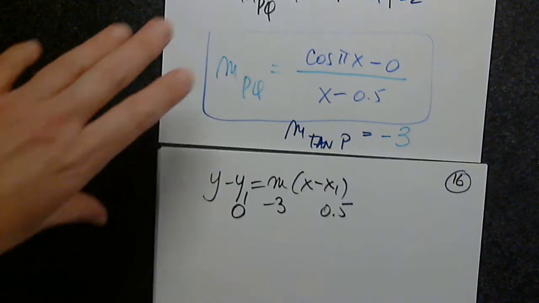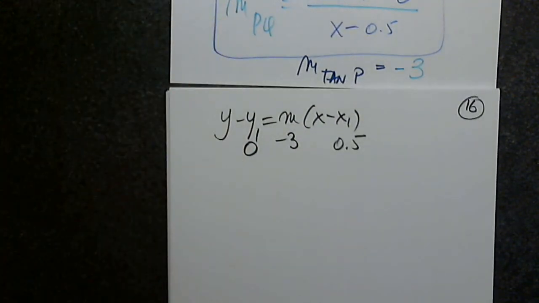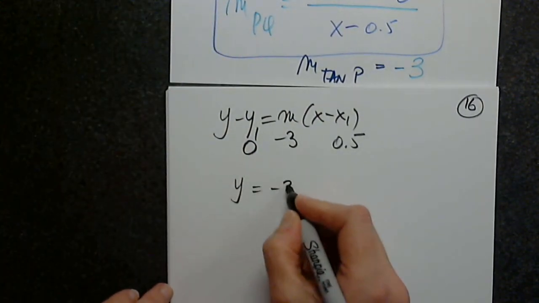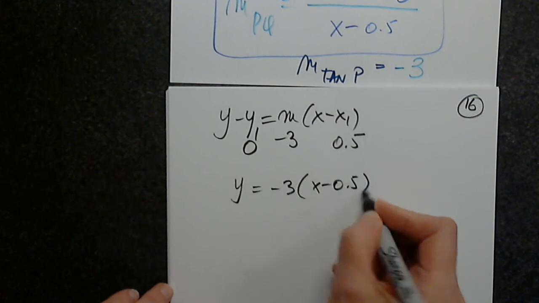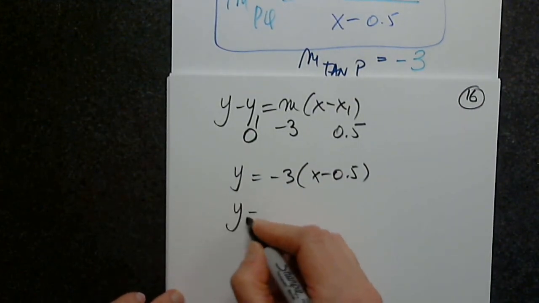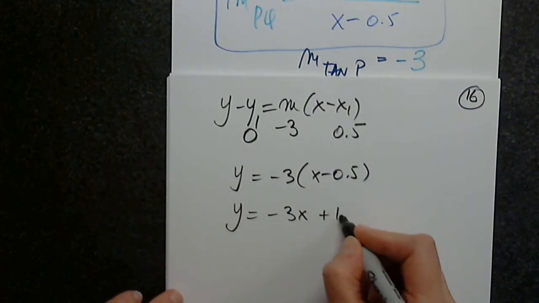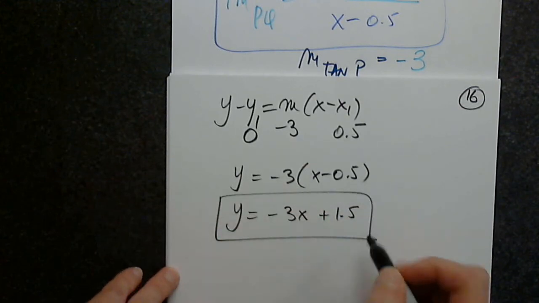Is that okay? So this is 0, so then I have y equals -3 times (x minus 0.5). I will distribute and get y equals -3x plus 1.5.